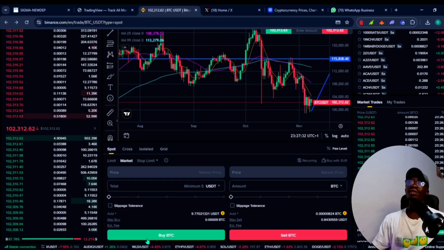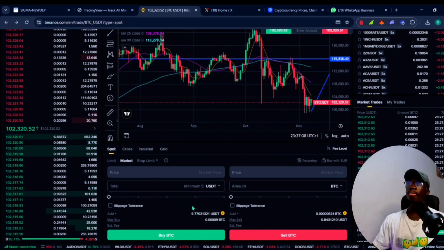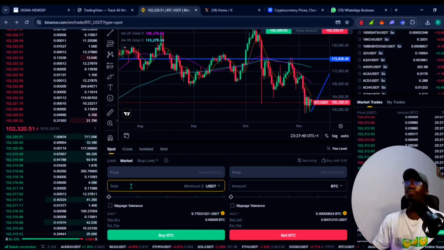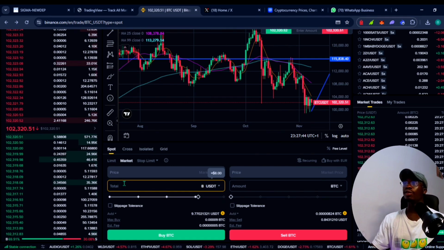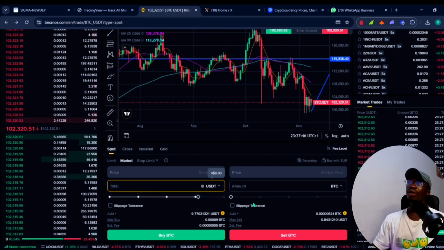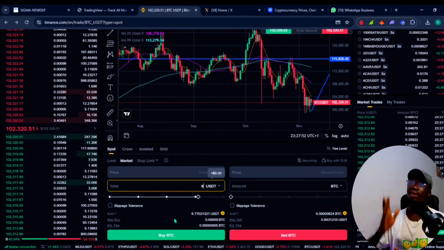Using the market order is very simple, because all you need to do is input the amount you are willing to use to either buy or sell, because the market order executes your trade instantly at the current market price.